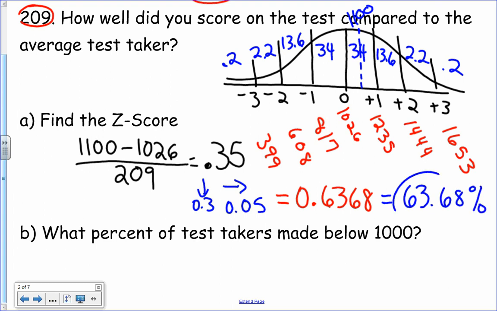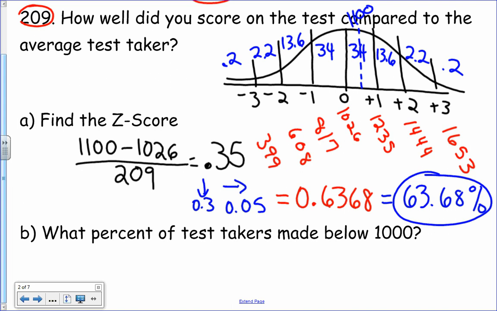63.68%. What that tells me is the person who made the 1100 scored as well or better than 63% of the people who took the test. What percentage would be right down the middle? Right down the middle. 50%, right? This one's just to the right of 50, correct? So, about 63%. That seems right, doesn't it? Okay? So that person scored as well or better than 63% of the folks.